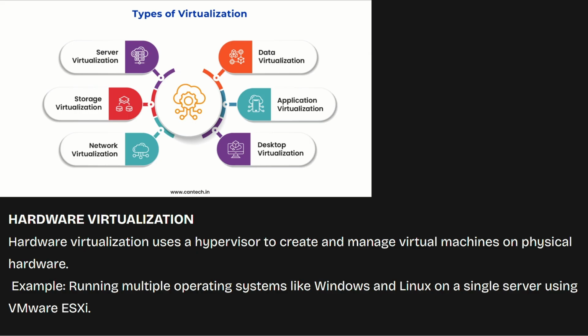Hardware virtualization. Hardware virtualization uses a hypervisor to create and manage virtual machines on physical hardware. Example: running multiple operating systems like Windows and Linux on a single server using VMware ESXi.